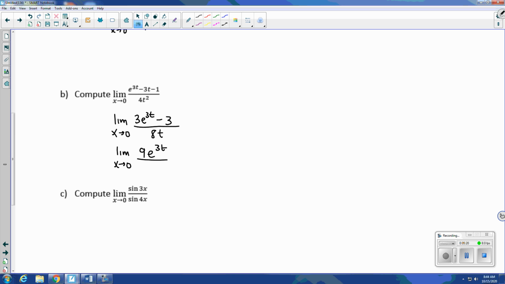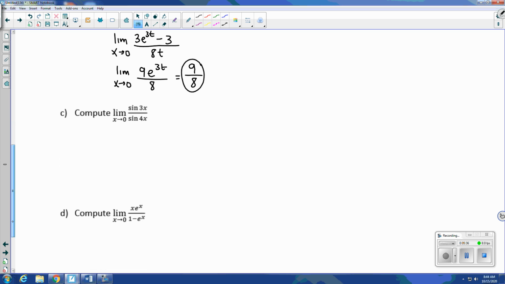Derivative of 3 is 0. On the bottom, derivative of 8t is just 8. Evaluation at 0. E to the 0 is 1 times 9 is 9 over 8. So the limit is 9/8. So there's an example of applying L'Hopital's rule twice.